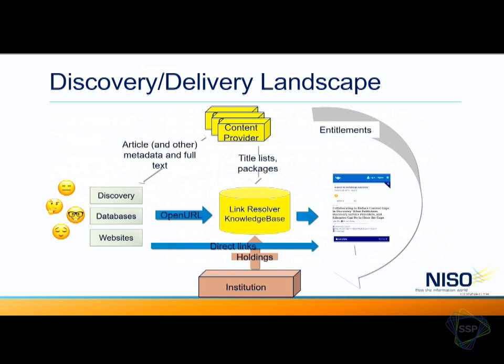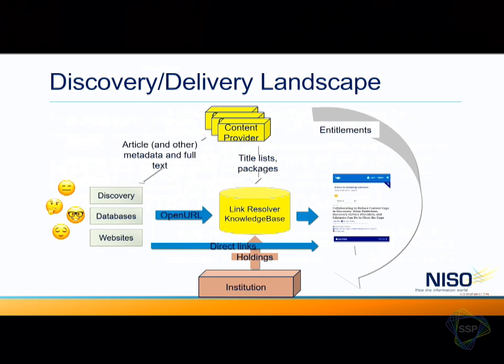arrow. All right. So you've got users on the left-hand side, and they're accessing content through databases, websites, discovery tools. And then behind the scenes, you've got content providers, so journal publishers, database providers, et cetera, who give their metadata and full text to the discovery providers so that users can search those tools, but they also provide the title lists and package information to a library's link resolver so the library knows what it has.